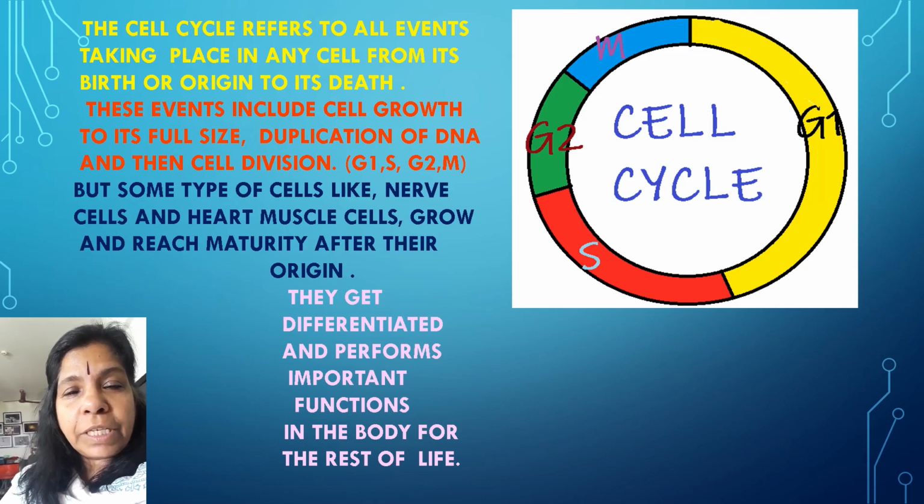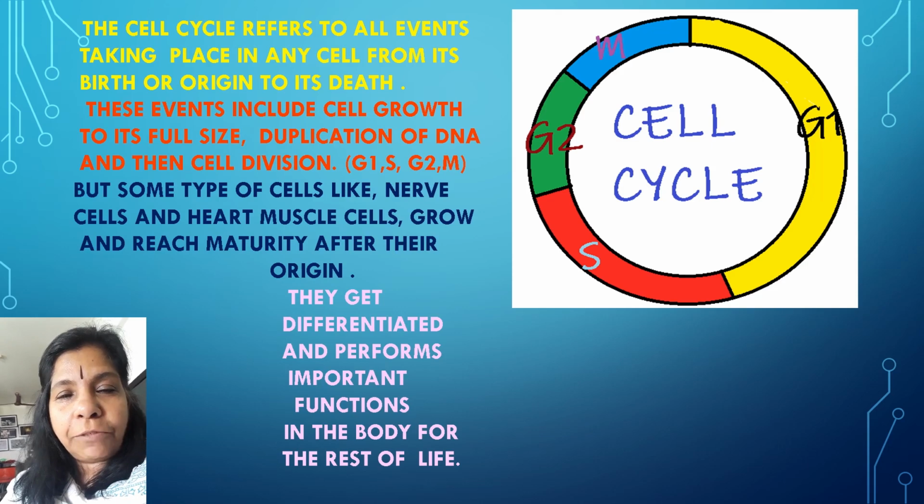After this, if the cell decides to replicate, it will replicate its DNA. That replication of DNA, that phase is called synthetic phase or S phase. After that, there is a short growth phase which is called G2 phase. What happens during this time? The cell synthesizes a few more organelles and certain proteins needed for cell division.